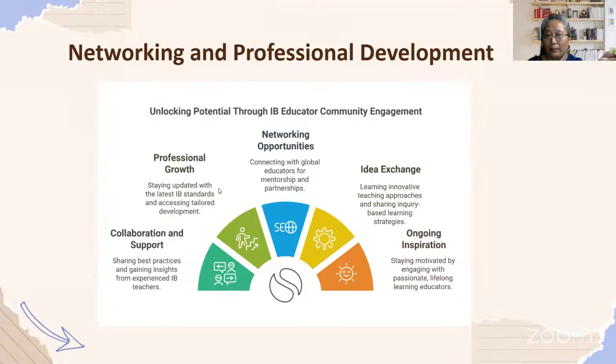Stay updated with whatever latest is happening in Cambridge and in IB. MYP, there are changes, there is enhanced PYP. Standards and practices have changed from authorization to evaluation. When the schools are getting evaluated, the standards and practices are different. So know about it. Those who are new IB teachers, find out what it is.